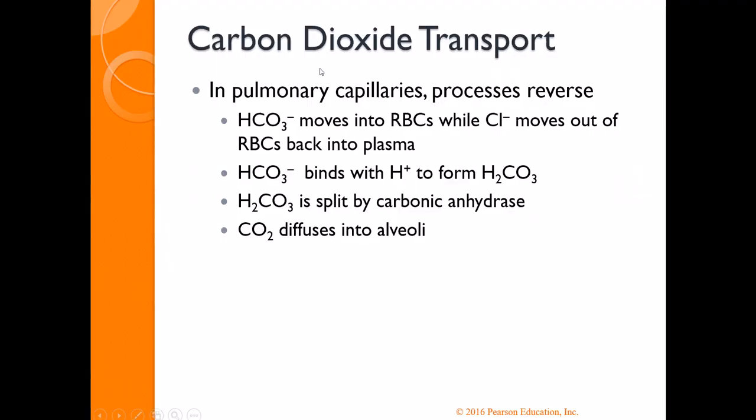In the lungs, in the pulmonary capillaries, the process is basically reversed. Now we're picking up oxygen and unloading carbon dioxide. So the carbon dioxide will move back into the red blood cells. That means the chlorine is going to move out of the red blood cell back into the plasma. The bicarbonate combines with hydrogen ions. We get carbonic acid. Carbonic acid is split by, again, this carbonic anhydrase enzyme into water and CO2, and the CO2 diffuses into the alveoli. Again, I'm going to show you a figure, and hopefully that'll help it make more sense.